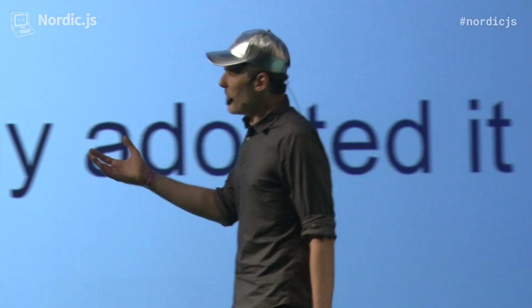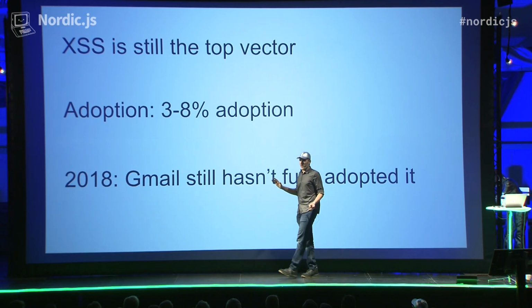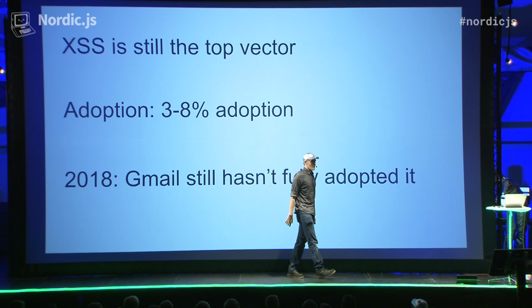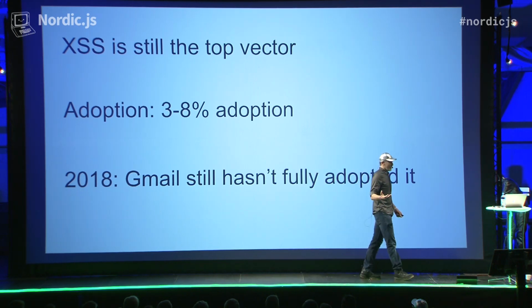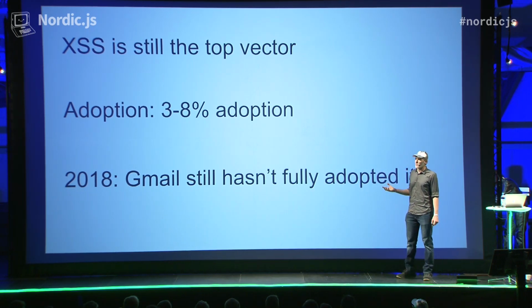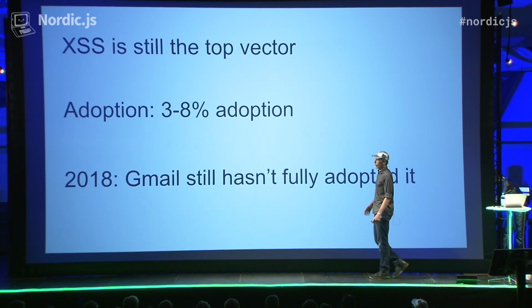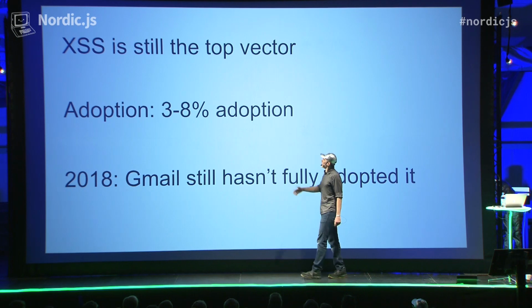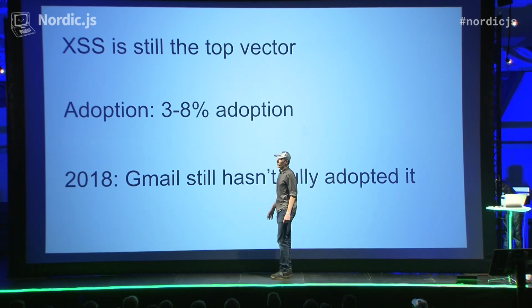After a little bit of time, we thought that after the JSON-P thing, maybe CSP isn't bulletproof, but we can still really use it to get a handle on this problem. The workarounds are going to be the exception rather than the rule. So XSS is still the top vector.